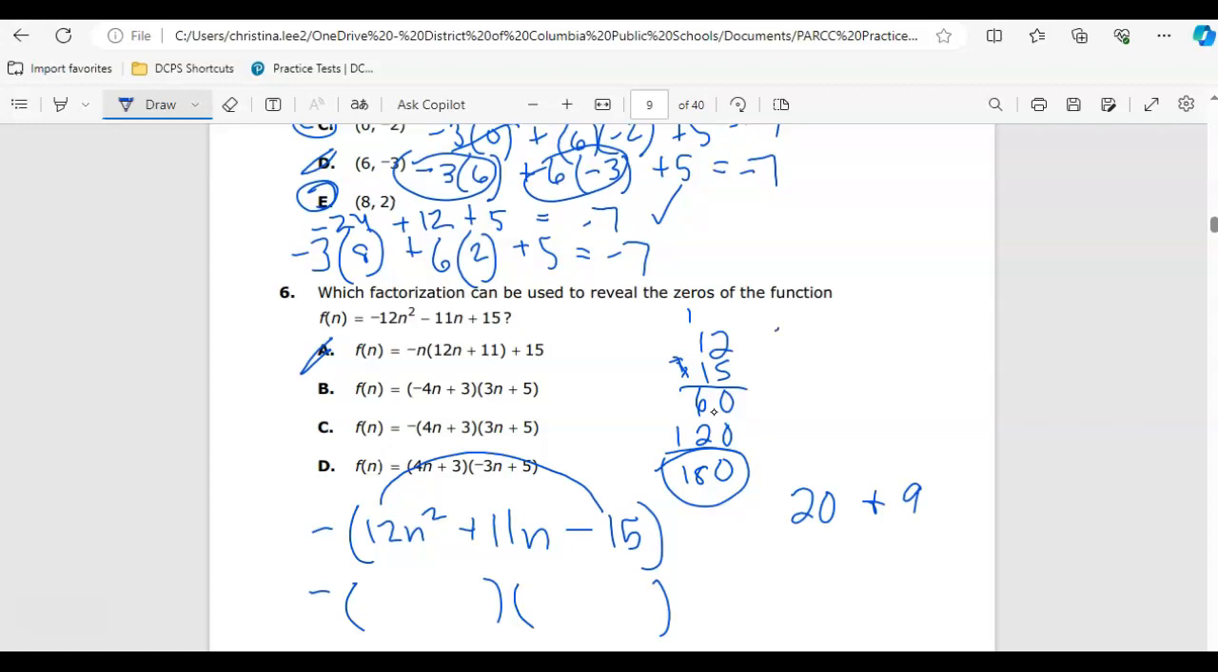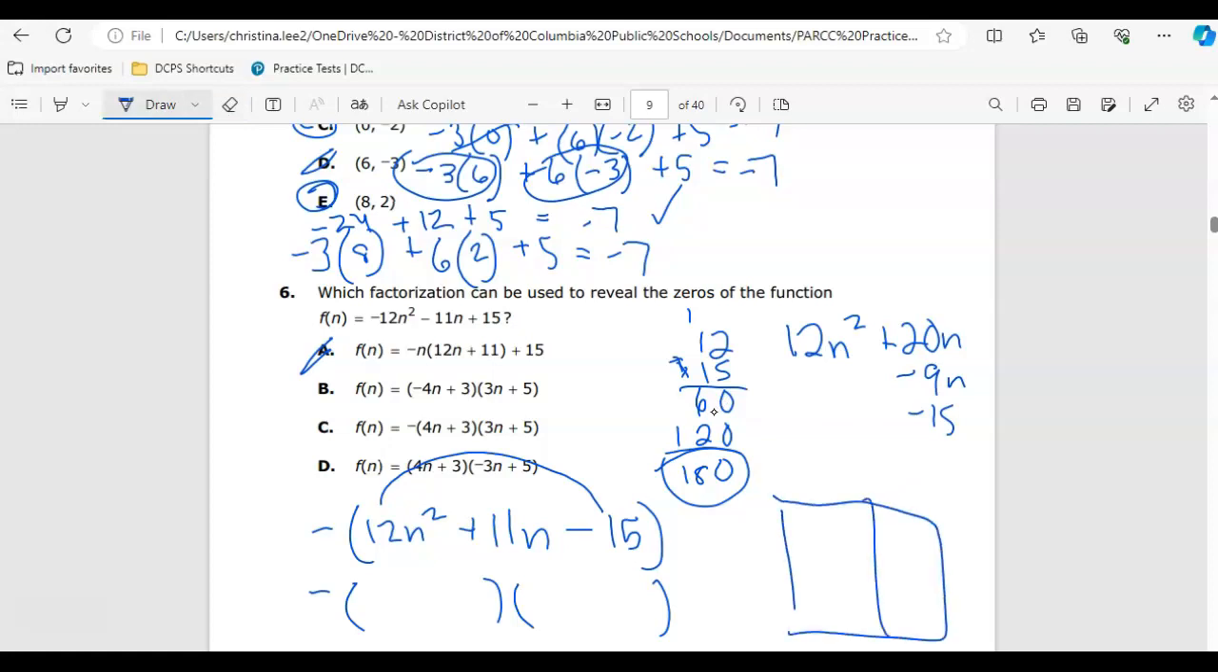So I'm going to rewrite this as negative 12. Oh, sorry. Nope. I'm only looking at 12n squared plus 20n minus 9n minus 15. All right, and so I'm going to put that into my squares and reverse. So 12n squared, 20n, negative 9n, minus 15.